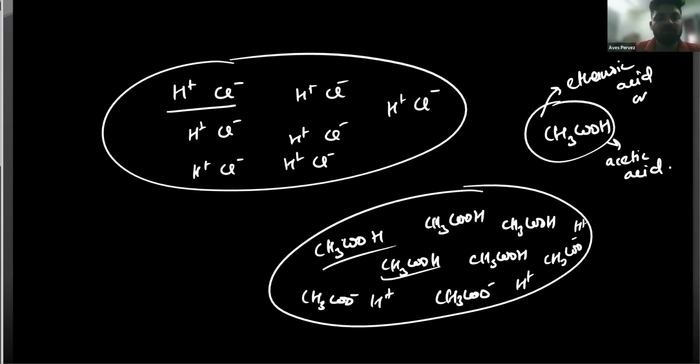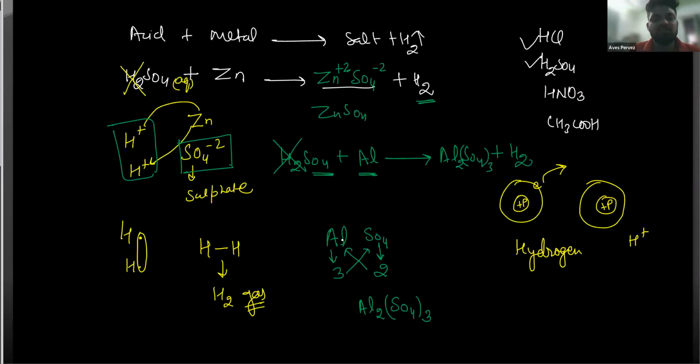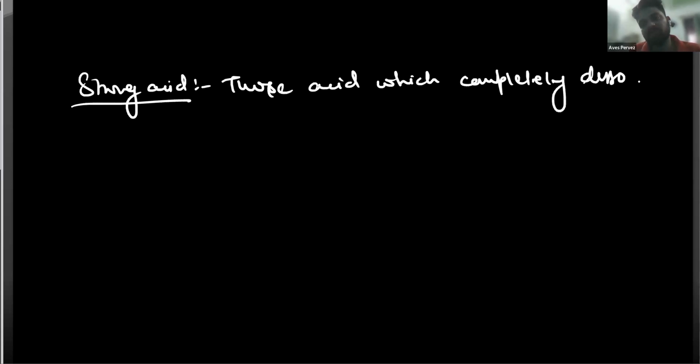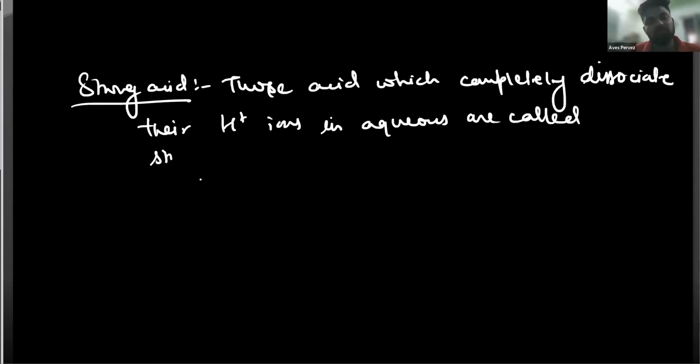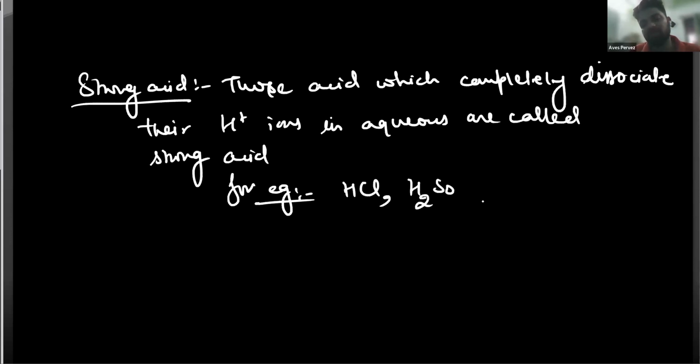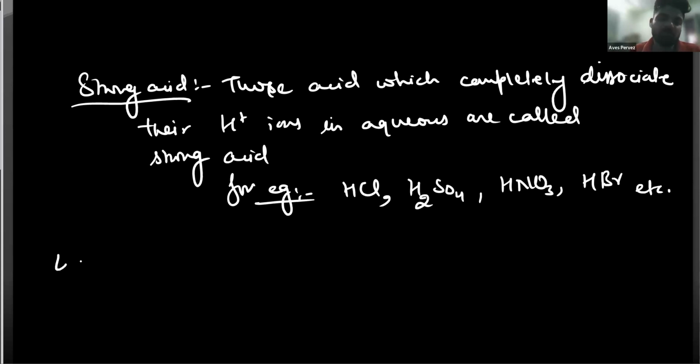Okay, so please note down the definitions of strong acid and weak acid. I'm going to write here. Strong acids: those acids which completely dissociate their H plus ions in aqueous solution are called strong acids. For example, HCl hydrochloric acid, H2SO4 sulfuric acid, HNO3 nitric acid, HBr hydrobromic acid, etc.